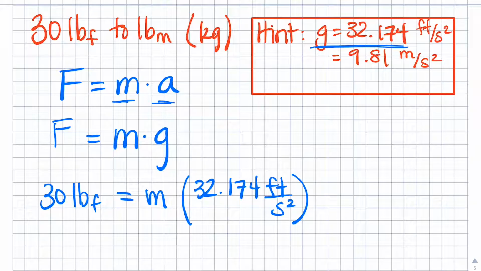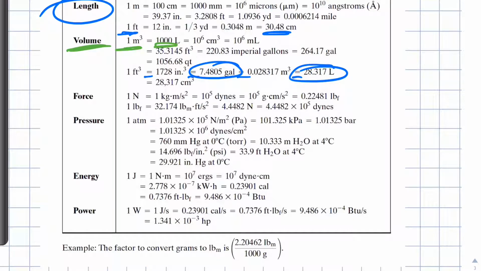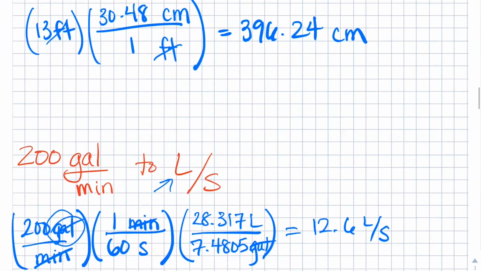Uh-oh, we've run into a problem. Because to solve this equation, I would divide this over, right? So I would get 30 divided by 32.174 feet per second squared pound force. And it doesn't look like mass to me, but let's check. Lo and behold, we have a conversion that gets us from those funky units into something we can deal with. So 1 pound force is equal to 32.174 pound mass times feet per second squared.